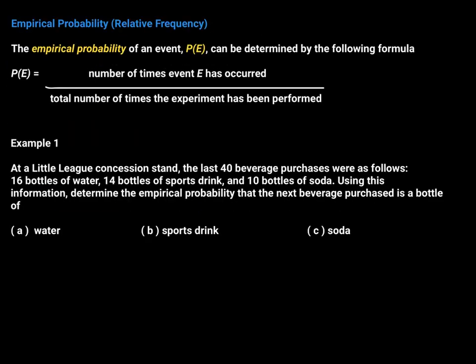All right, let's look at our first example. At a Little League concession stand, the last 40 beverage purchases were as follows: 16 bottles of water, 14 bottles of sports drink, and 10 bottles of soda. So using this information, determine the empirical probability that the next beverage purchased is a bottle of, let's do the first one, water. Okay, so this is for part A, okay, everybody?